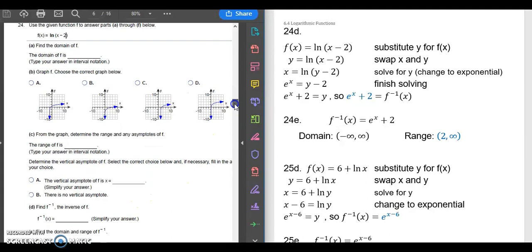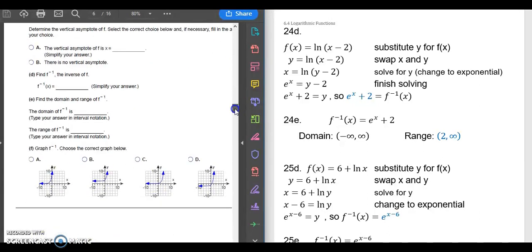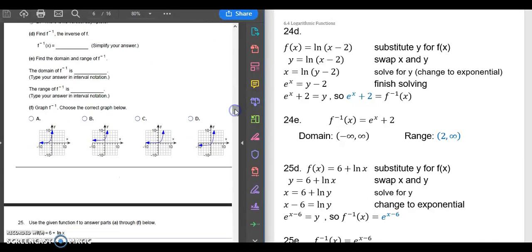For part D, now it's asking us to find the inverse of the function. So remember, for your inverse functions, and we have the work over here, the first thing you want to do is use y instead of f of x. So then we have y equals ln of x minus 2. So now we want to swap the x and y coordinates and go ahead and begin solving for y. And as we solve for y, we see we have a logarithmic equation that we can change to an exponential.